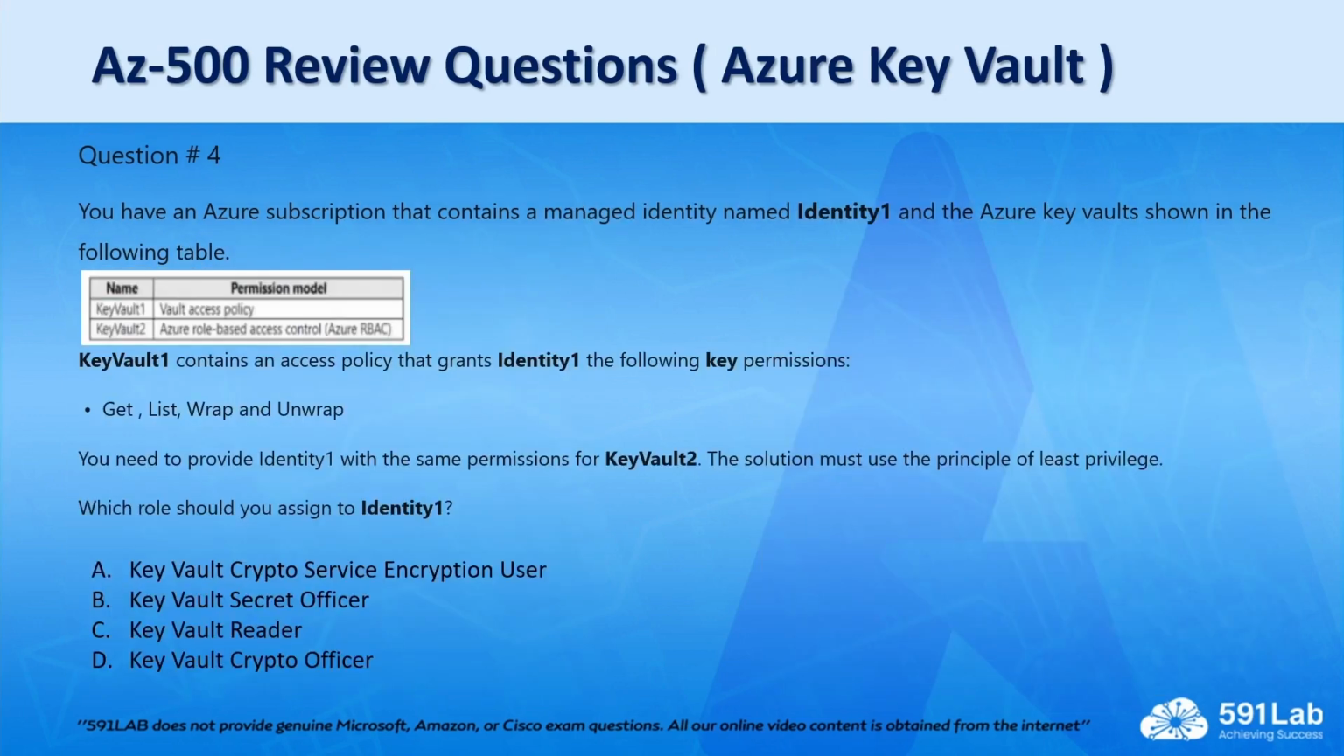In question number 4, we have an Azure subscription that contains a managed identity named identity 1 and Azure Key Vaults shown in the following table. So we have Key Vault 1, which has the permission model set to vault access policy. And we have Key Vault 2, where the permission model is set to Azure RBAC. Okay. Now Key Vault 1 contains an access policy that grants identity 1 the following key permissions. So here we need to understand the key permissions, which means in Key Vault 1, identity 1 is getting permissions related to keys. And what are those permissions? These are get, list, wrap, and unwrap.